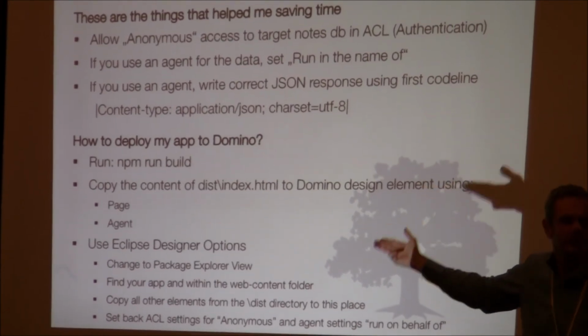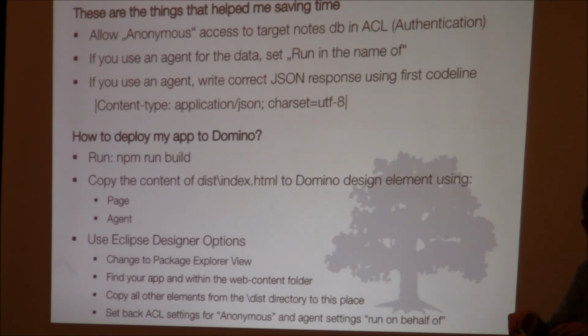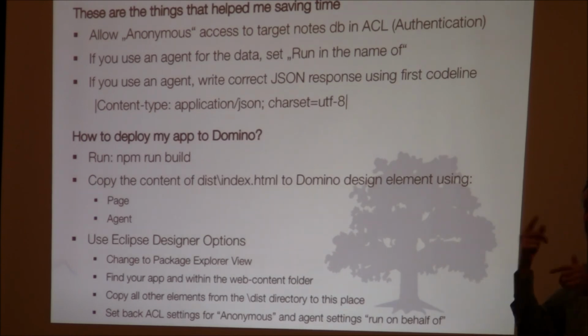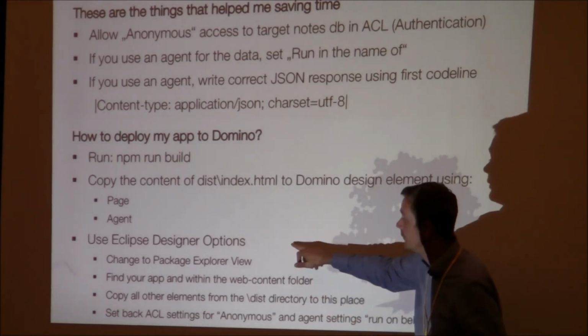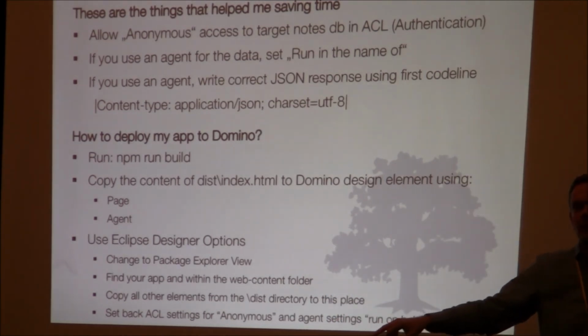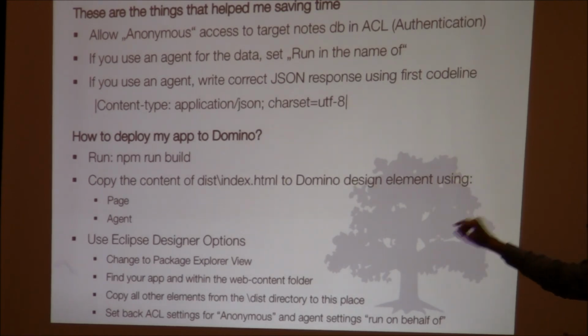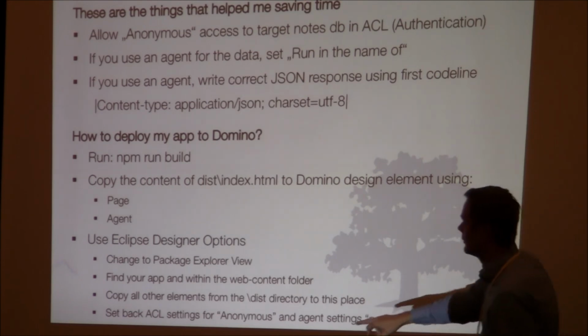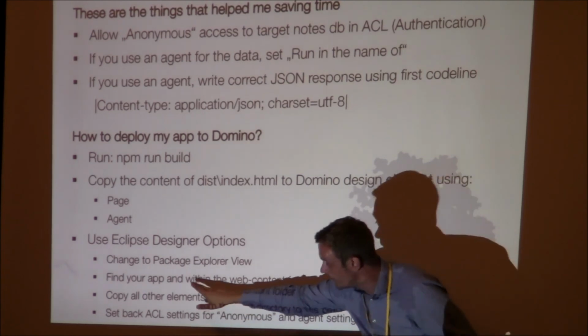You can use a page or an agent. I prefer an agent because I can do some dynamic manipulation, but you can use a page also, just copy and paste it. And then you have all the files you have to put into the Domino database, and it's a hassle to get them one after another. So there's one trick you can use: change to the package explorer view. I don't know if you have done this before. You can switch the view in the Eclipse client to the package explorer, then find your application, and copy all the elements from this directory to this place within your app.